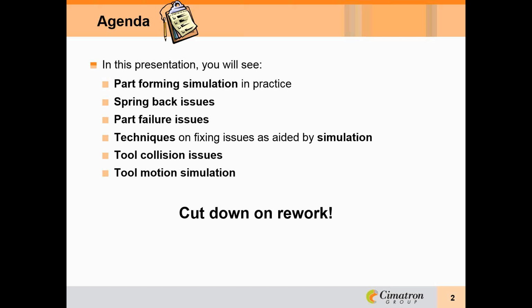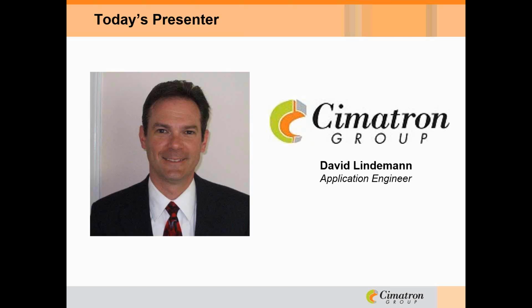So we'll look at a few real-life jobs, or some things that are based upon what we've seen in real jobs, so we can understand the technique used to fix it and also some of the functionality that's available to deal with those issues. And perhaps it's not as talked about as much as forming simulation, but still it is of note that tool collision and tool motion simulation are also a couple of popular tools that can help prevent errors. And the whole idea behind this, of course, is to help us cut down on reworking the tool.